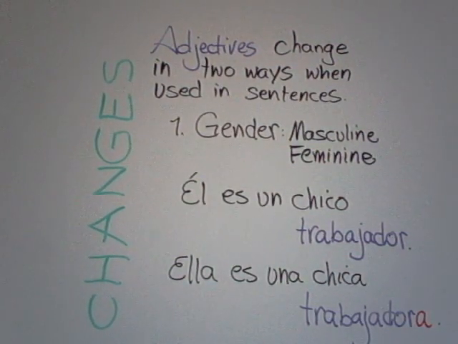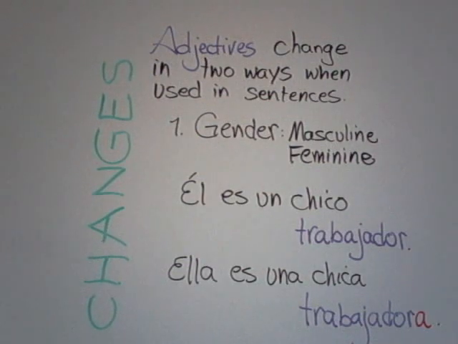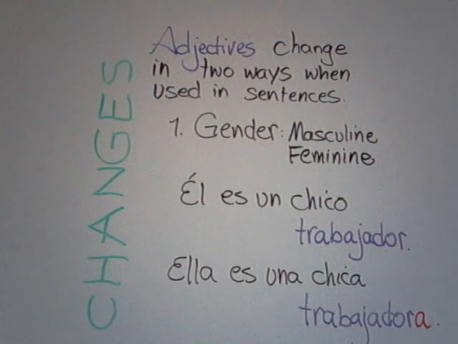Él es un chico trabajador. He's a hard-working boy. Ella es una chica trabajadora. She's a hard-working girl. Notice that when the adjective ends in OR, trabajador, hard worker, or hard-working, when it goes to the feminine form, we add an A on the end of it. Be careful not to put the masculine form as trabajadoro. No, it's just trabajador. And with the feminine form, if it ends in an OR, we will put an A on the end for trabajadora.